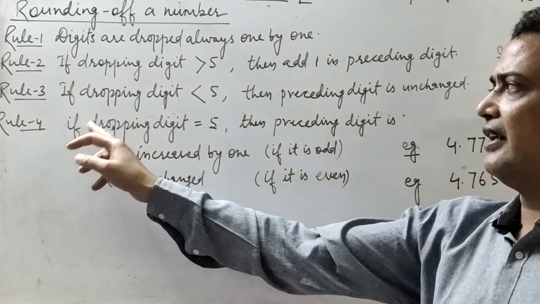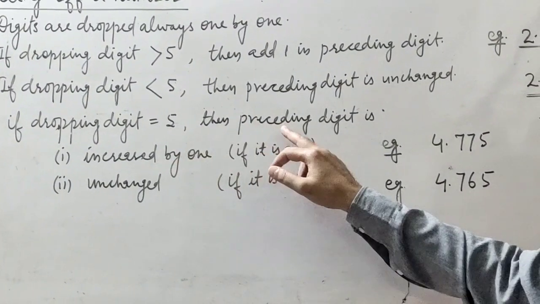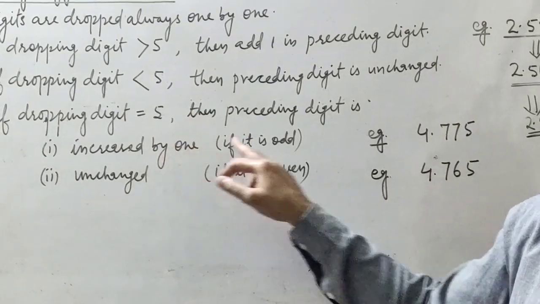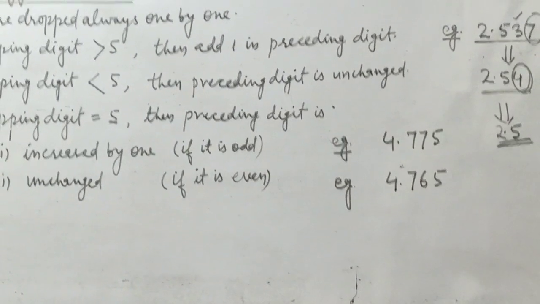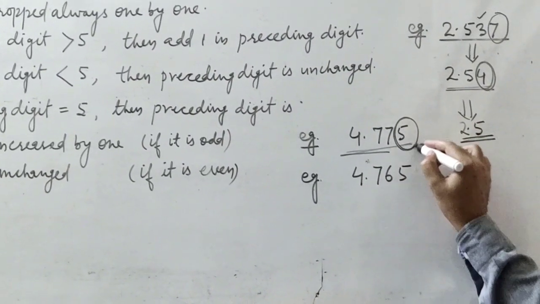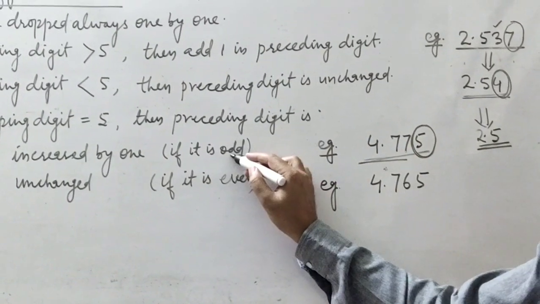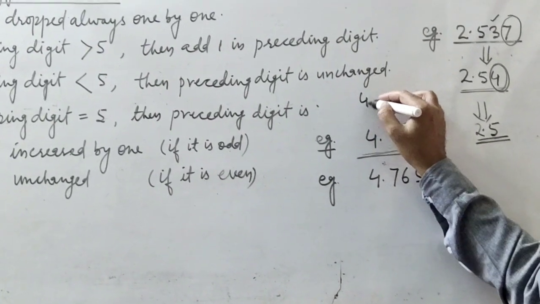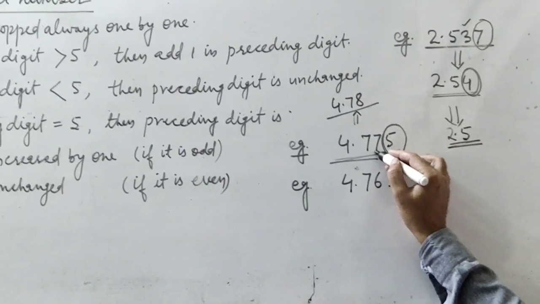Then the last rule, if the dropping digit is equal to 5. If the dropping digit is equal to 5, then the preceding digit will be increased by 1 if it is odd and remains unchanged if it is even. Let's consider the example 4.775. If you have to drop this 5, then the preceding digit is 7 and it is odd. If it is odd, you increase it by 1. So it gives you the result 4.78. The next digit is increased by 1 because it is odd.